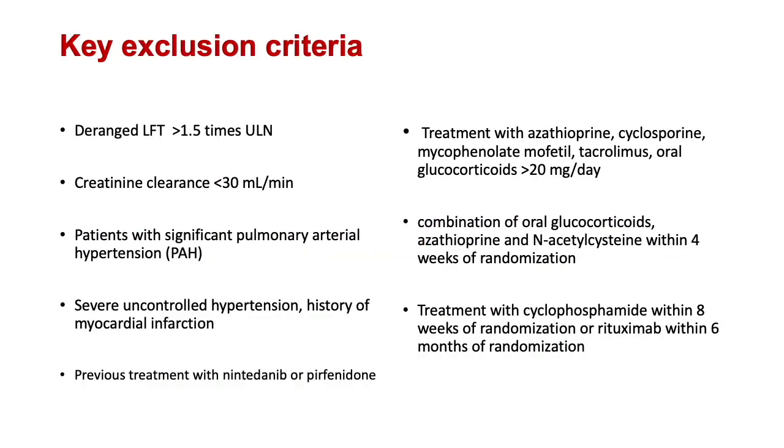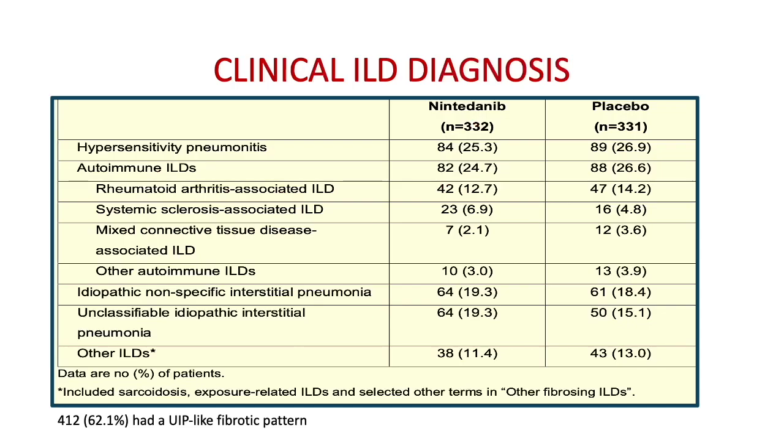And they excluded patients who were on multiple immunosuppressants. They excluded patients who had multiple other comorbidities, basically to remove the confounding factors. And once they had done that, they got their results. So if you look at the group that was a part of this study, majority were either HP or autoimmune ILDs or rheumatoid or SSc ILDs. The other group was idiopathic NSIP and unclassifiable IPs.